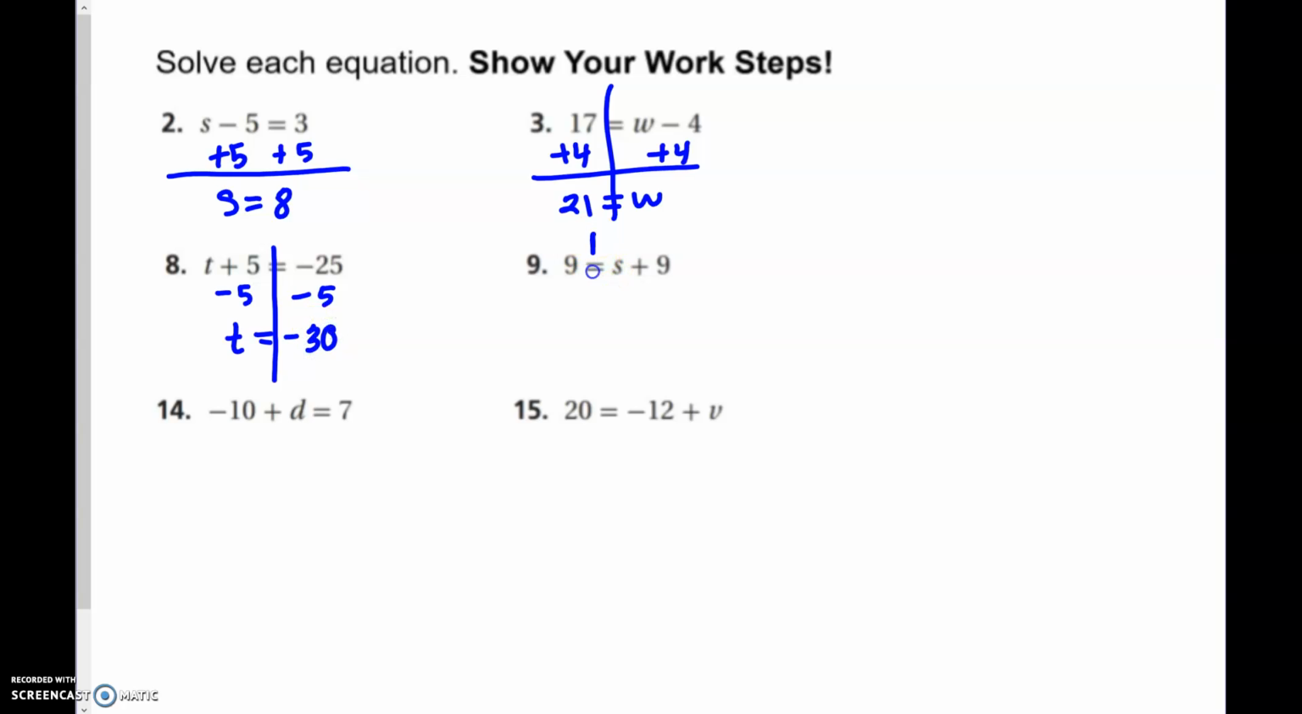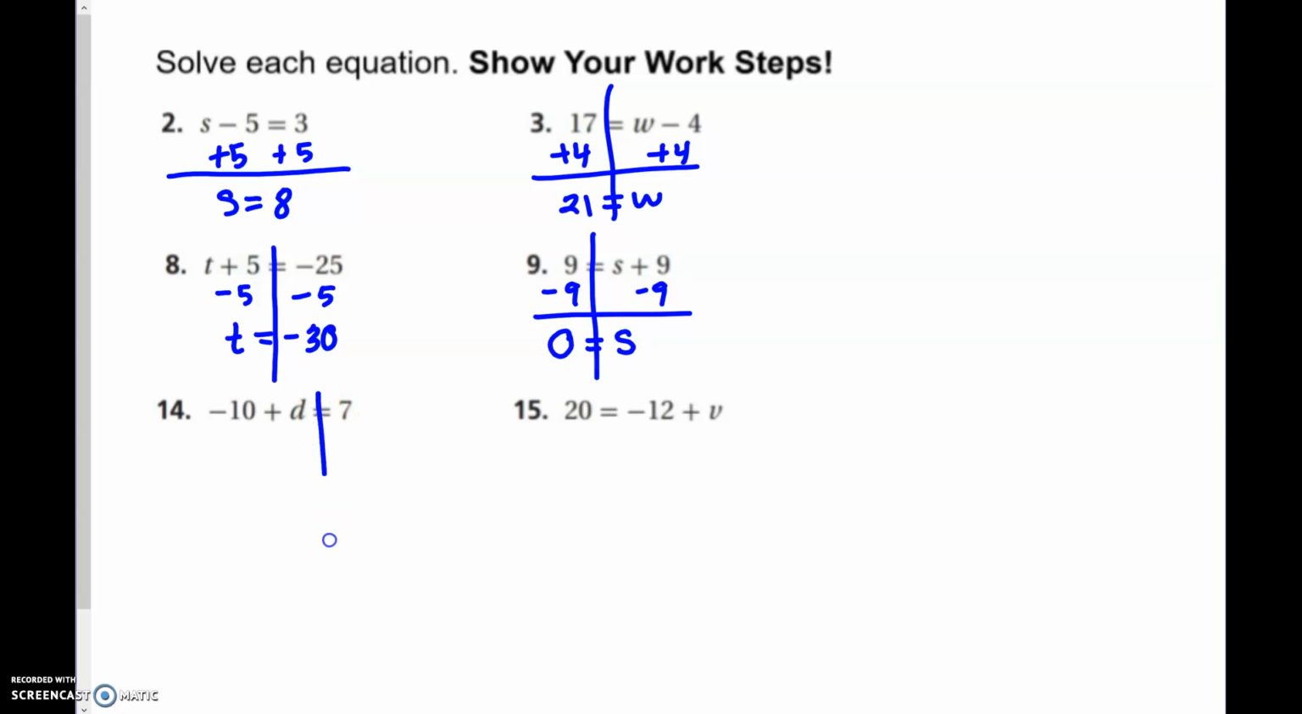All right, number 9, draw your line down. The number by the S is the 9, so we're going to subtract 9. Subtract 9, 9 minus 9 is 0. So S would be 0.